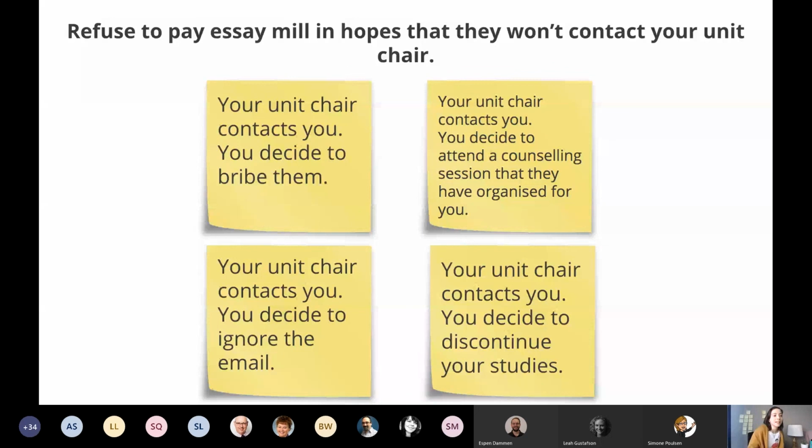So he could contact the unit chair, or he could ignore the email that the essay mill has sent him. He could attend a counselling session that his unit chair has provided for him, or he could decide to discontinue his studies. Again, I've got some actions interweaved with some consequences there. You'll probably notice the difference as you start writing along. So again, these are falling actions.